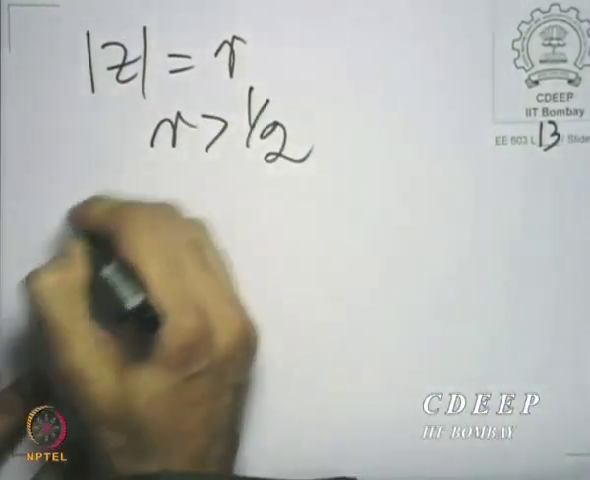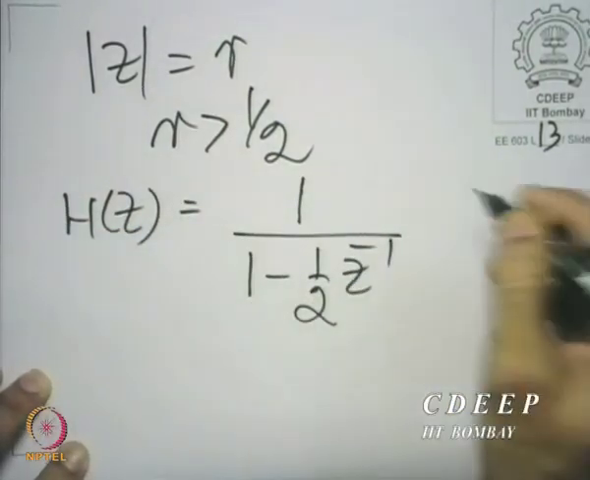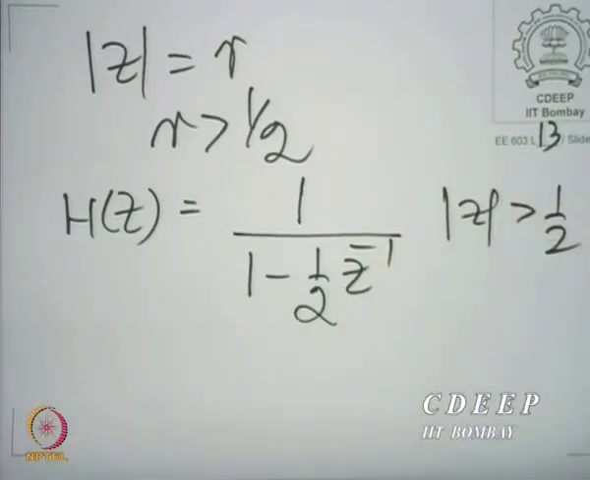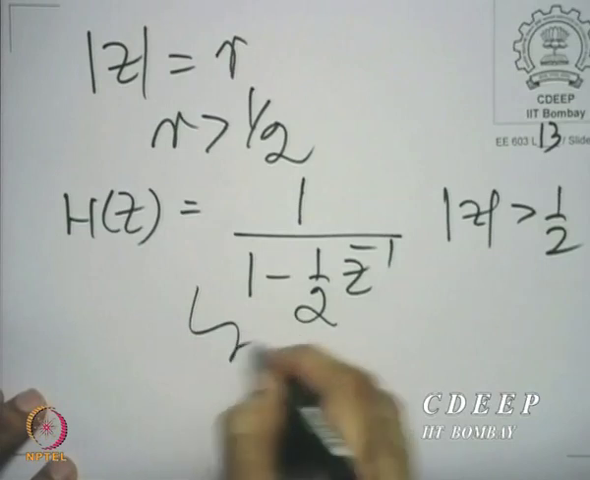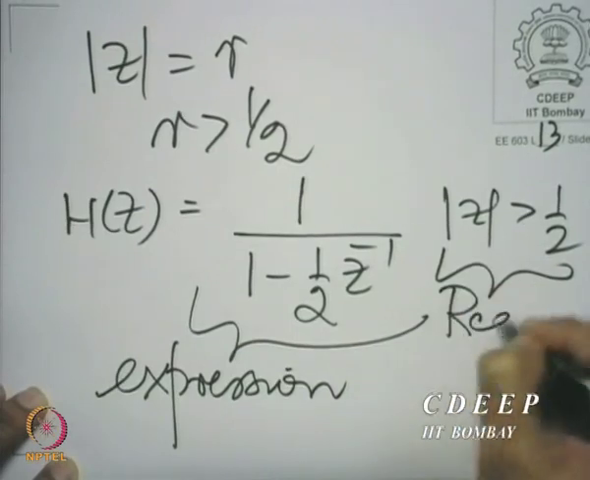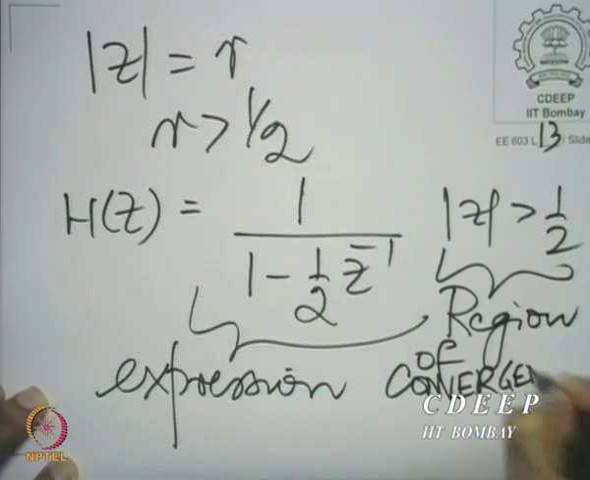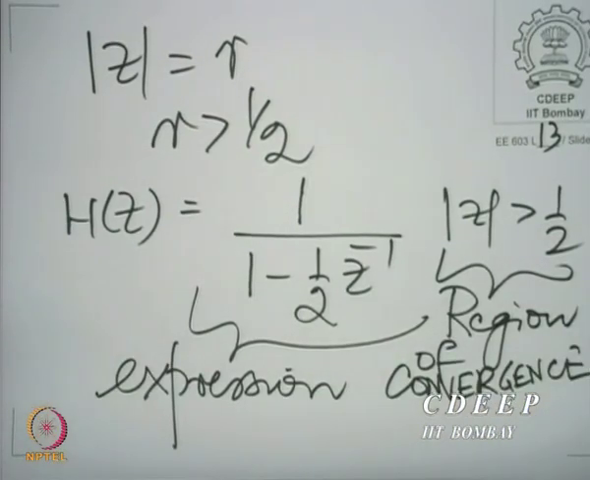And of course, this H(z) can be written as 1 / (1 − ½z⁻¹), |z| > ½. Notice a z transform always has an expression and a region of convergence. A z transform is incomplete without either of these two. I shall shortly illustrate that if we did not specify the region of convergence here, there would be an ambiguity in the sequence.